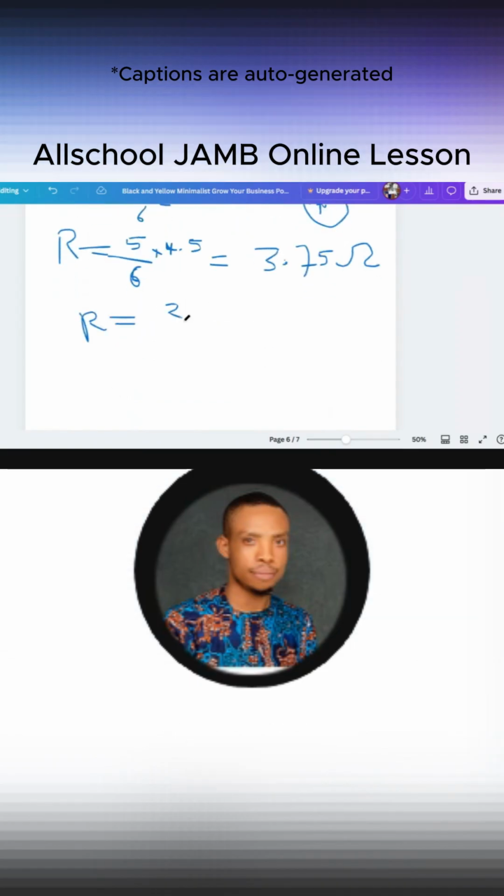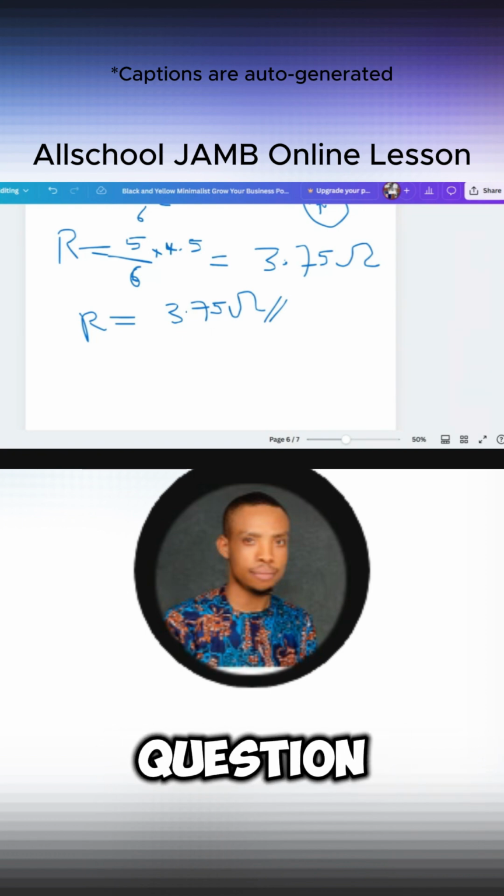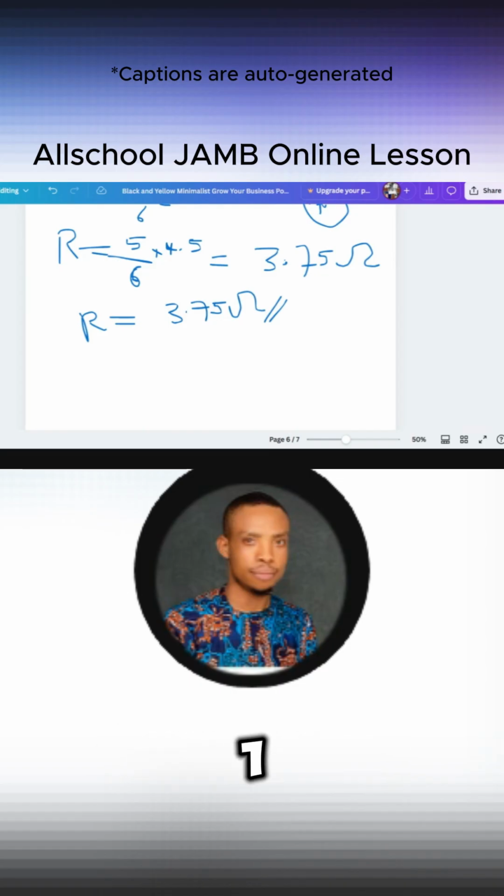3.75. All right. In ohms, this is the symbol for ohms. So I have R is equal to 3.75 ohms. That's the answer for question 1. If you're with your question there, you can look at it. We've done question 1 now. So let's go to question 2.